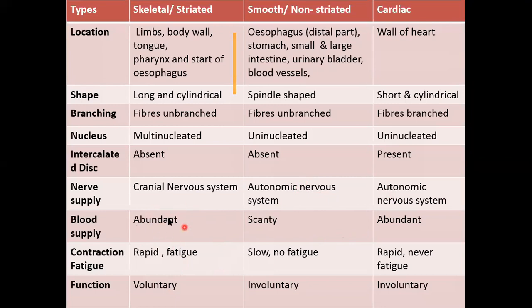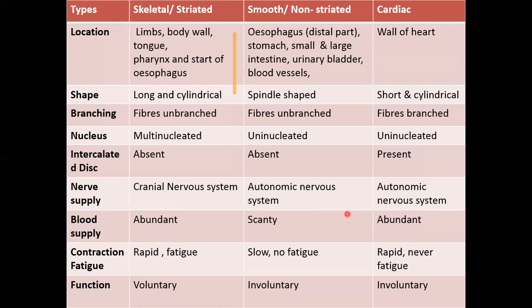And what about the blood supply? Here it is abundant. Abundant means it's rich. Because think, when you have to run, you need a lot of blood supply so that there's a lot of ATP there, and then it has to burn, and that's why it's abundant. Whereas in smooth muscle, it is scanty. And cardiac muscle, yes, it's abundant because it constantly has to beat.